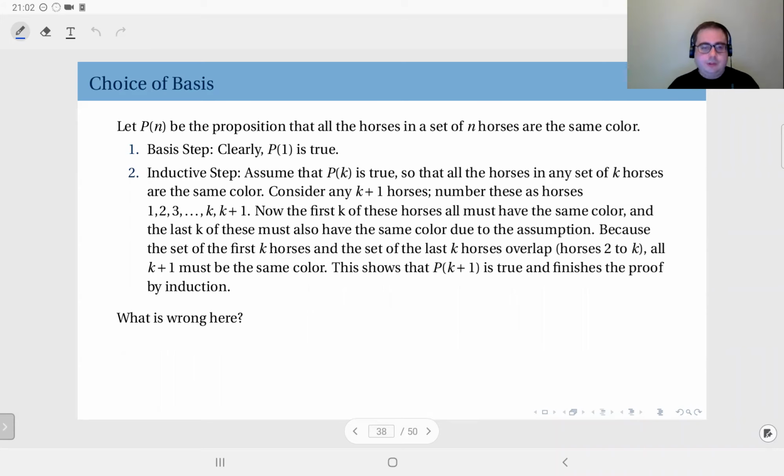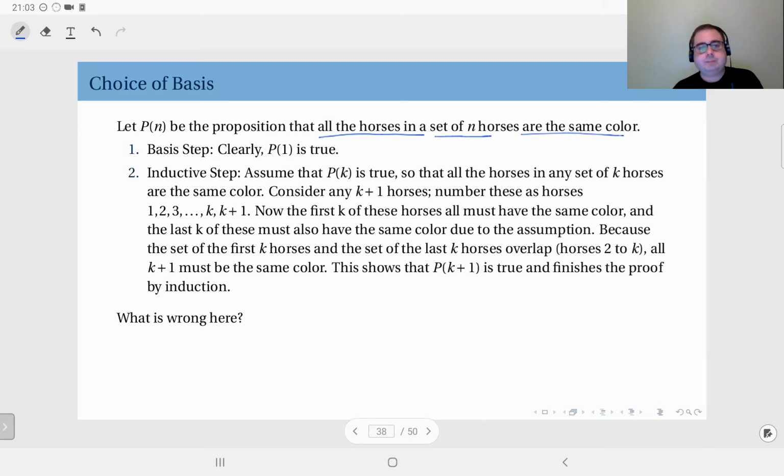The proposition that we would like to prove, so to speak, is this: that all horses in a set of n horses, for any positive integer n, are the same color. Okay, so this is the proposition, and it is ridiculous. We obviously know this is false. But here is a proof using induction, and we would like to figure out what is wrong with it.